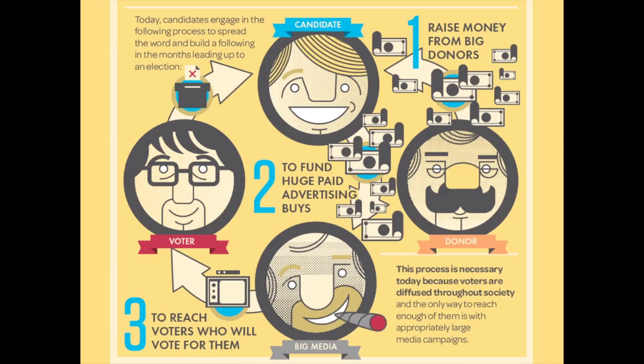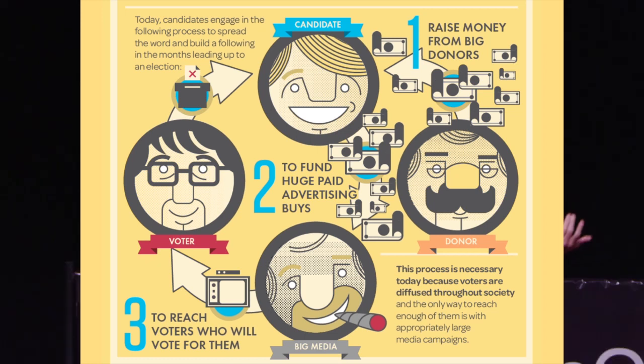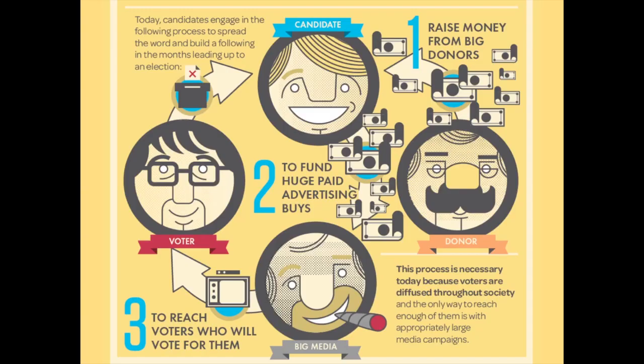So what do we have today in our political system? We basically have big donors giving lots of money to candidates. They want access, they want a seat at the table, so that part of their agenda is taken care of. The candidate then takes that money and spends it on big mass media, on television or direct mail. The direct mail gets sent out, the television goes out, and it basically buys votes. It's a very inefficient way of doing so, but that's basically what's going on.